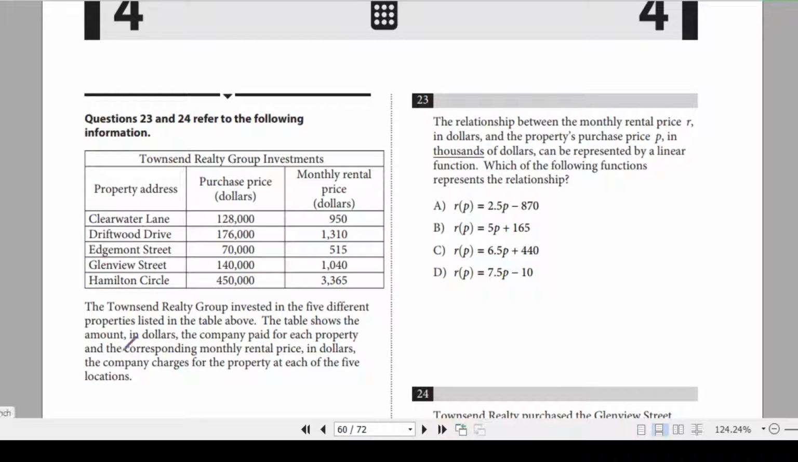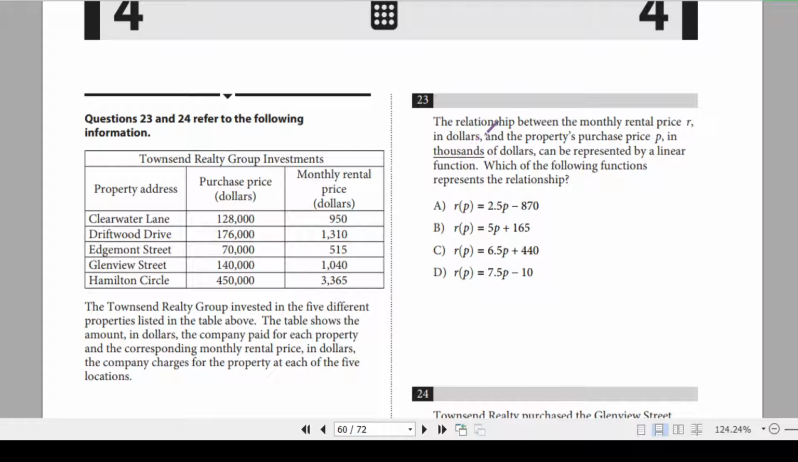The table shows the amount in dollars the company paid for each property and the corresponding monthly rental price in dollars the company charges for the property at each of the five locations. So these are the properties, these are the purchase prices in dollars, and these are the monthly rents in dollars. Clearwater Lane, Driftwood Drive, Edgemont Street, Glenview Street, and Hamilton Circle.